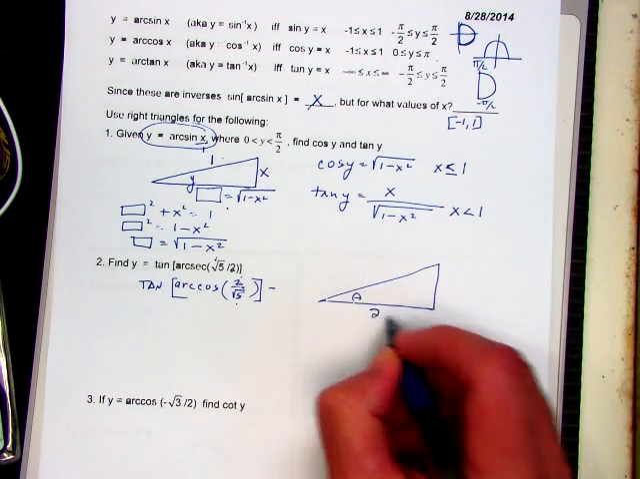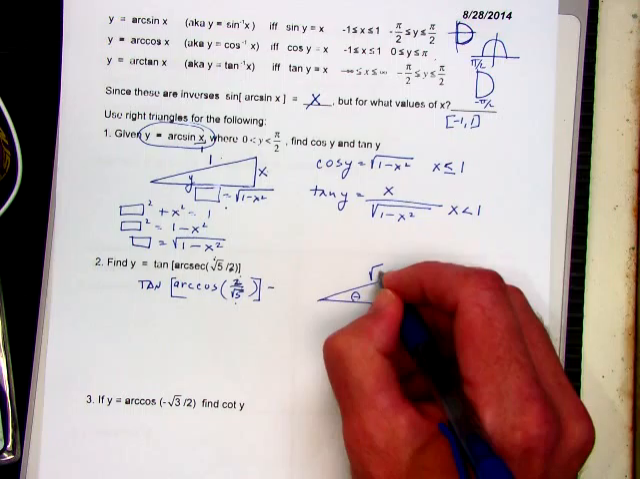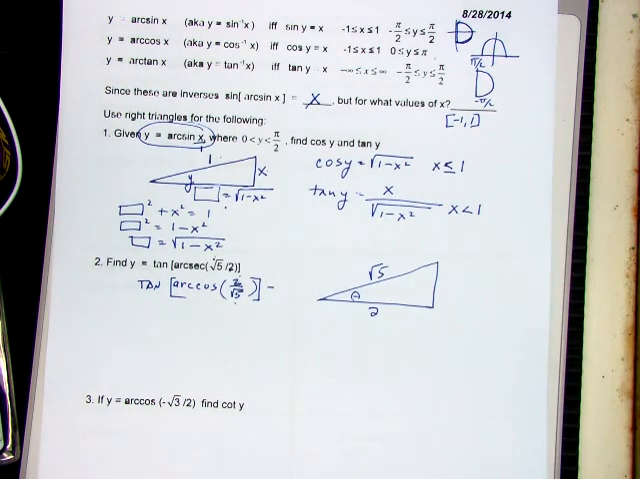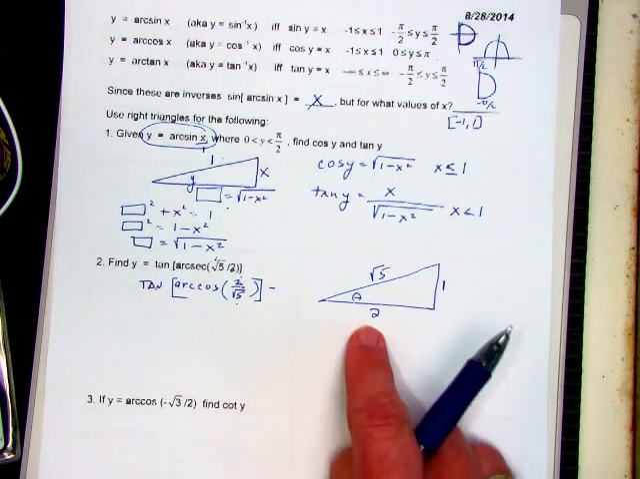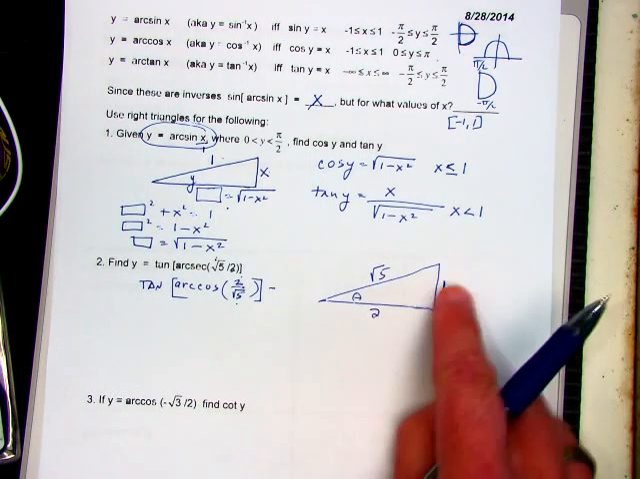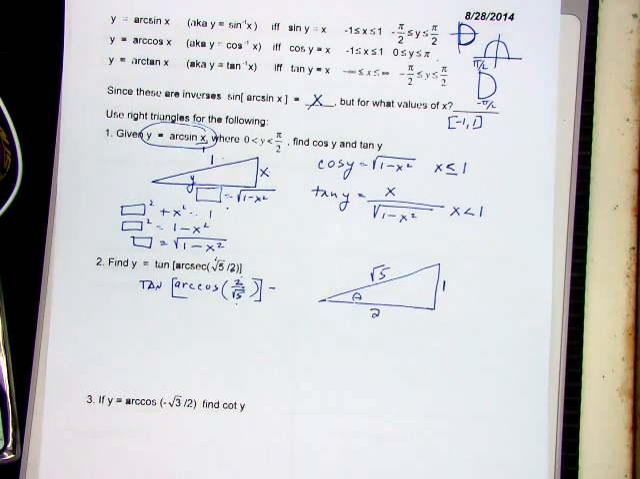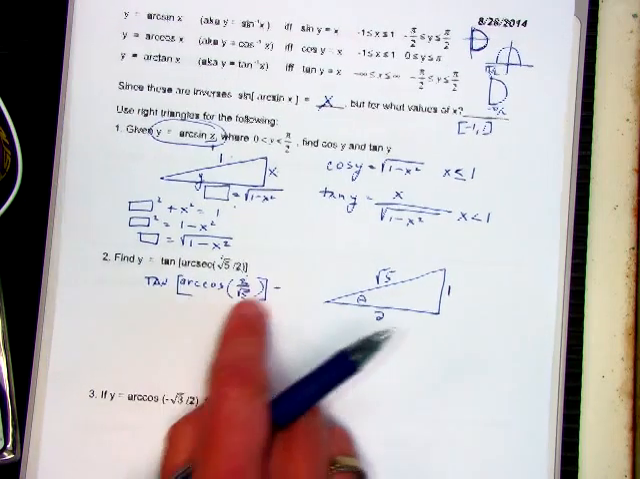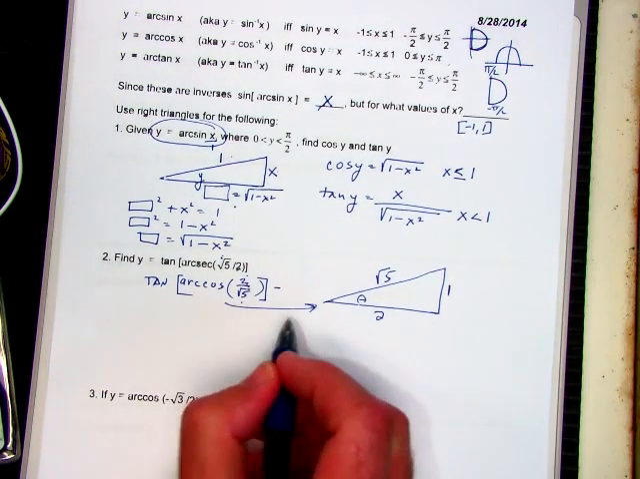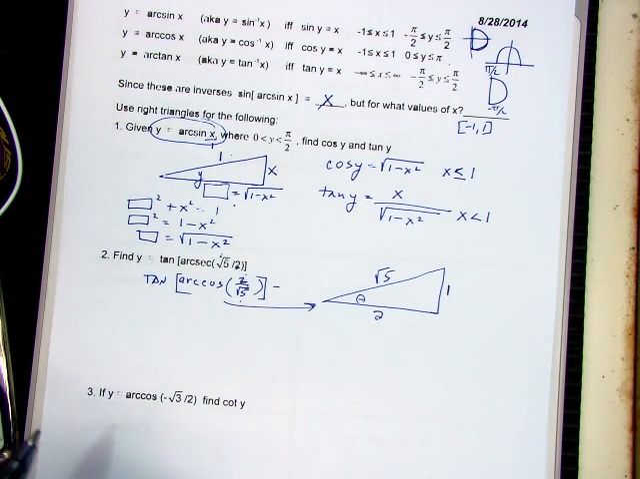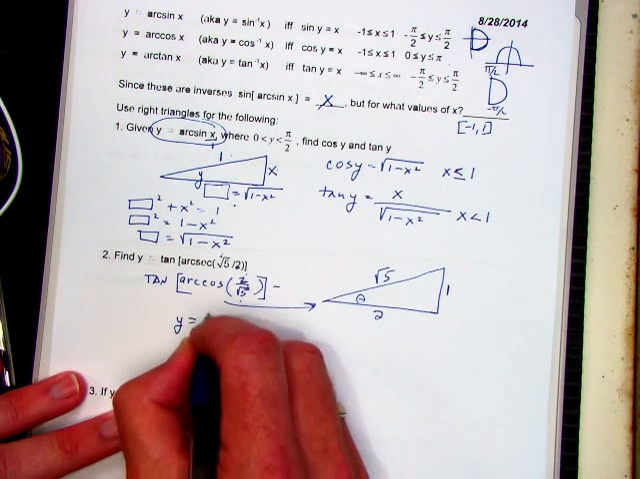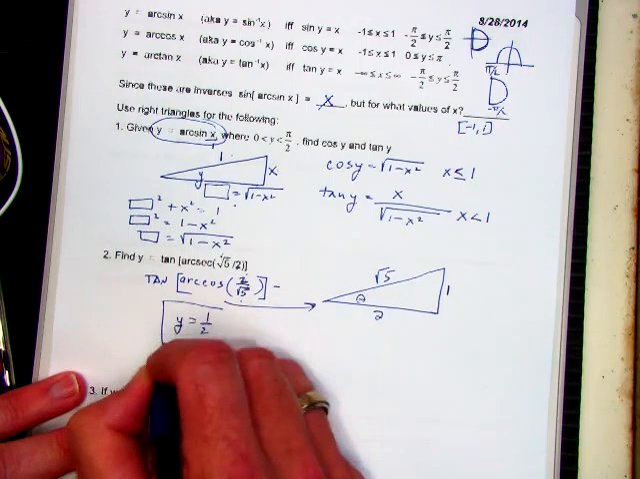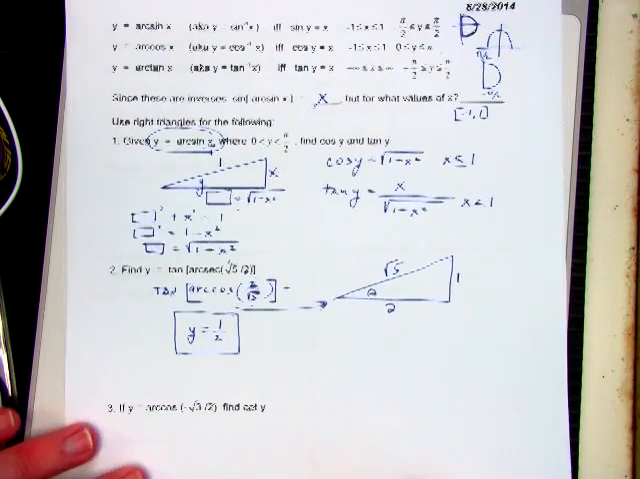The hypotenuse is root 5. If I do Pythagorean on it, this has to be 1, because 2 squared plus 1 squared is 5, and the root of that is root 5. So now that's what this picture represents. Now I need to take the tangent of that picture. What is the tangent of that picture? It is 1/2. So y simply equals 1/2.